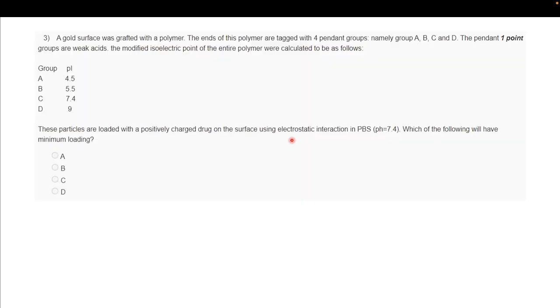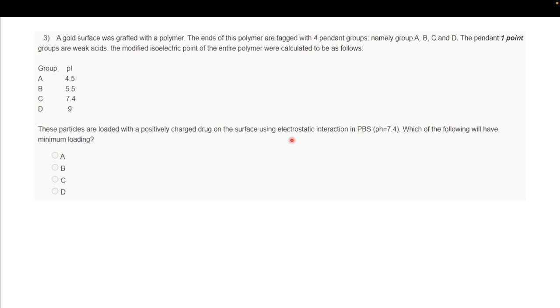The next question is, a gold surface was grafted with a polymer. The ends of this polymer are tagged with 4 pendant groups, which are A, B, C, and D. And the pendant groups are weak acids. The modified isoelectric points of the entire polymer were calculated to be as follows. We have been given the isoelectric points. And these particles are loaded with a positively charged drug on the surface using electrostatic interactions in PBS, which is of pH 7.4. Now we have to choose which of the following will have minimum loading.